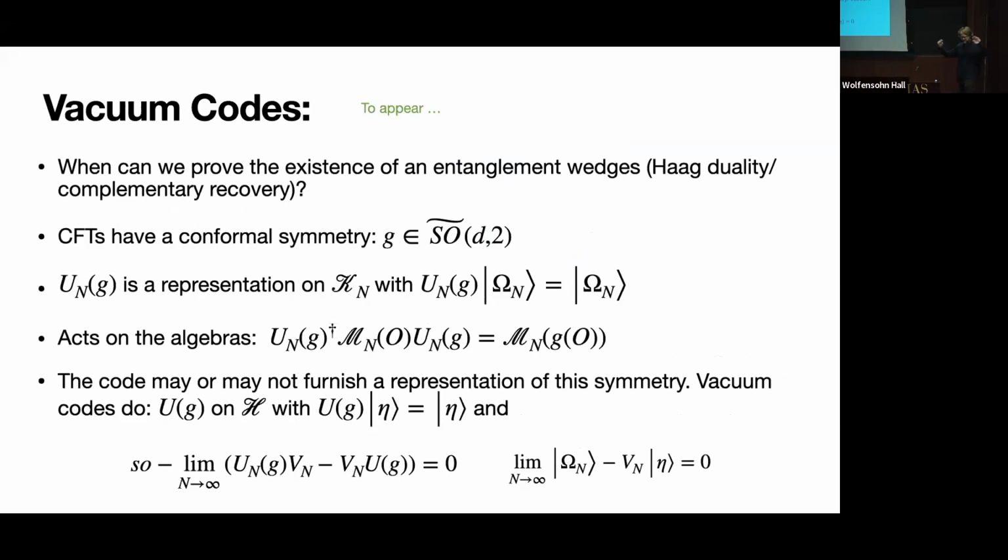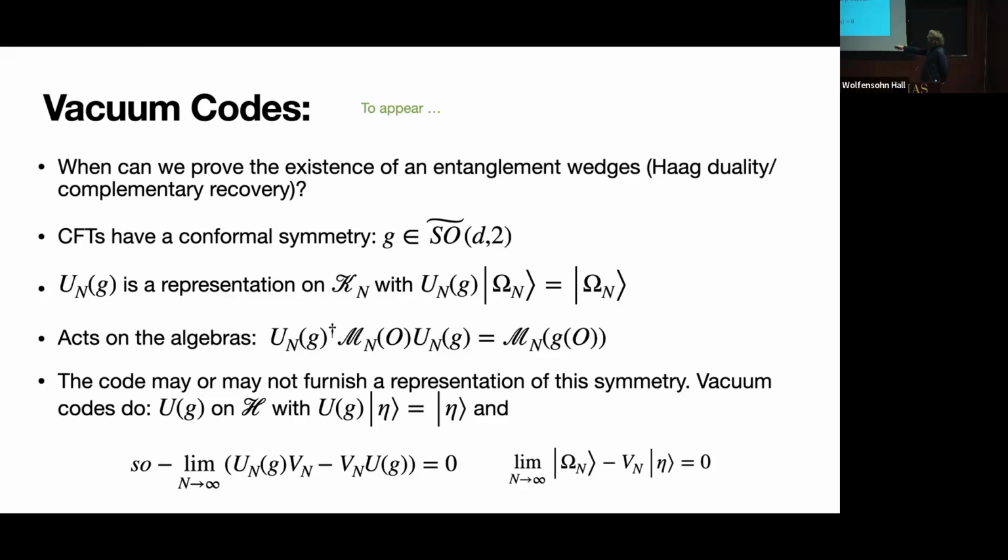Now, okay, so now that I've set up what an asymptotically isometric code is, the real big question is, do these entanglement wedges exist? The causal wedges always exist, but can I push them to this entanglement wedge, these Haag dual things? There is a setting where we can say some things like that, and that is the setting of a vacuum code. This is new work.